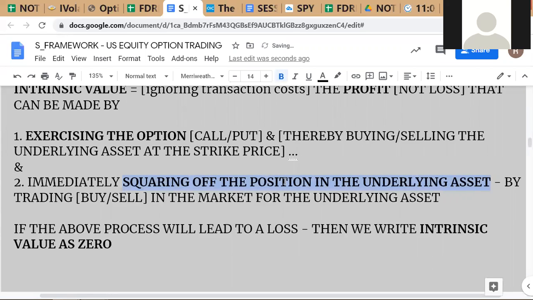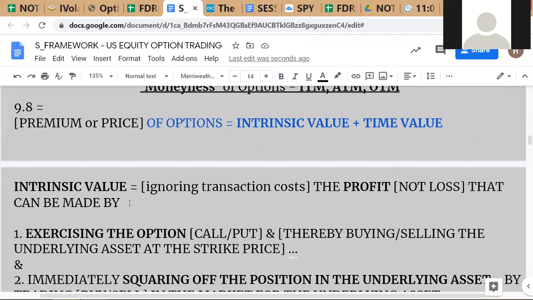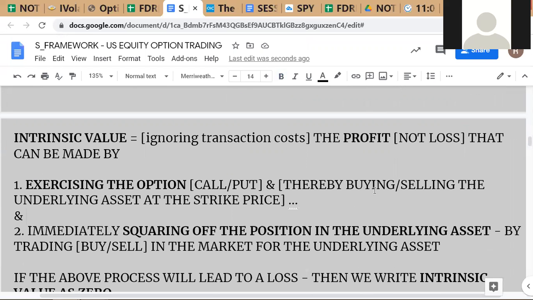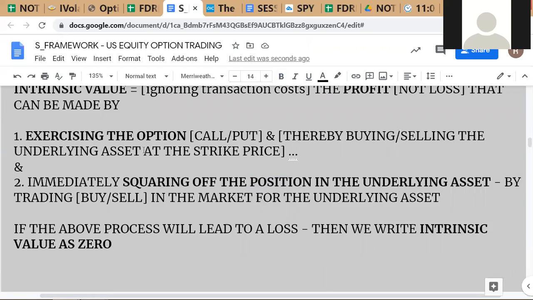Okay, so if I do these two steps, what profit can I make? What is the quantum of the profit that I can make by doing these two things? Exercising the option, which will lead to either buying or selling the underlying asset at the strike price. And then, when you buy or sell the underlying asset, you obviously end up with a position in the underlying asset. If you buy it, you have a long position. If you sell it, you have a short position from exercising the option. And then what is the second step you do? Immediately square off the position that you acquired in step one in the market, by trading in the market for the underlying asset.